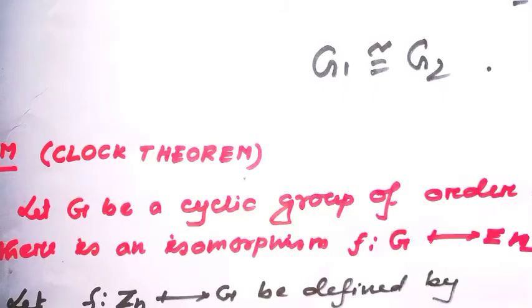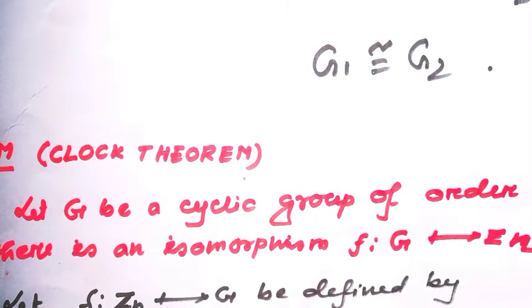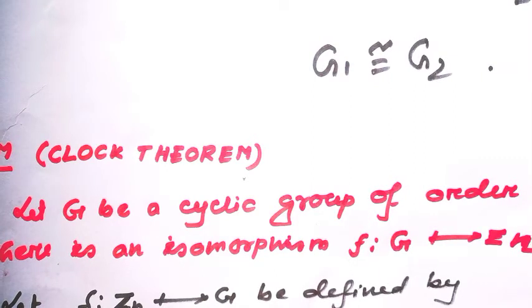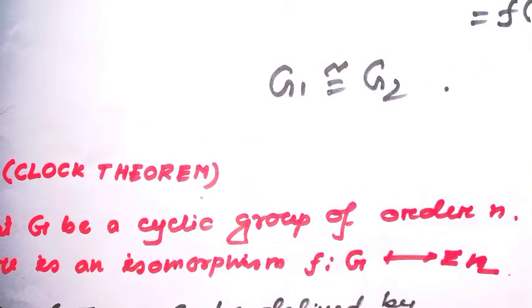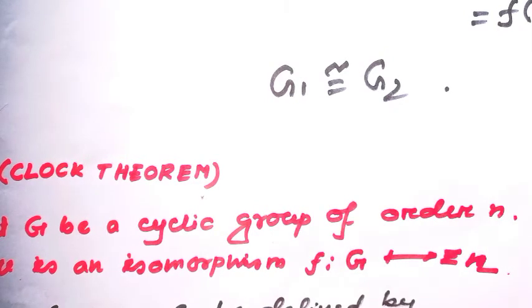Well, and there exists a nice theorem. Let G be a cyclic group of order n. Then there is an isomorphism f from G to Zn. And this is always true. Any cyclic group of order n is always isomorphic to Zn. Let's see the proof.